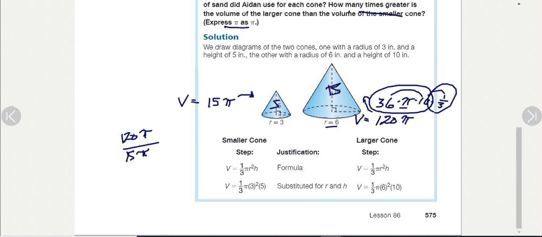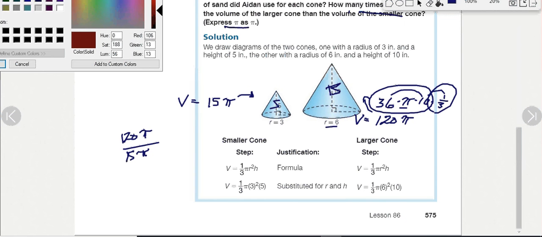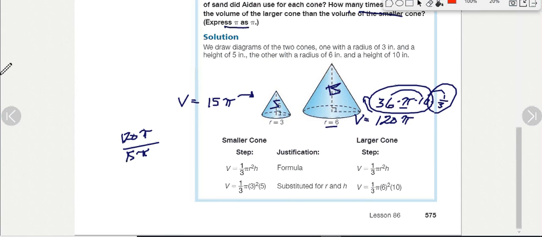All right? How are we doing? Sometimes these are hard to teach over video, but the nice thing is you can always watch this again, right? You can always slow this down or talk about it with a friend. So when you divide, you cancel out the pi's, and then you do 120 divided by 15.